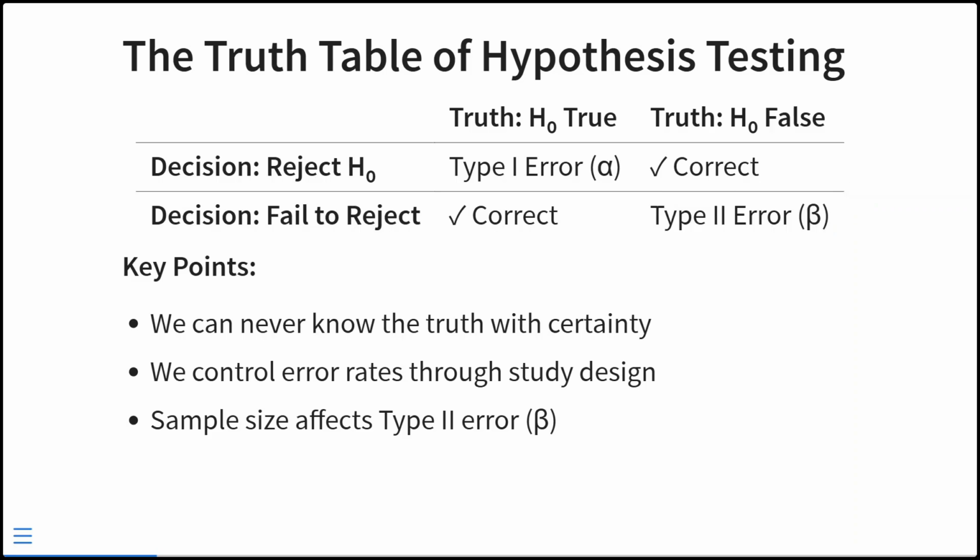Some of the key points are that you cannot know the truth with certainty. We control error rates through study design, and your sample size affects type 2 error. That's why power is very important when calculating the sample size.